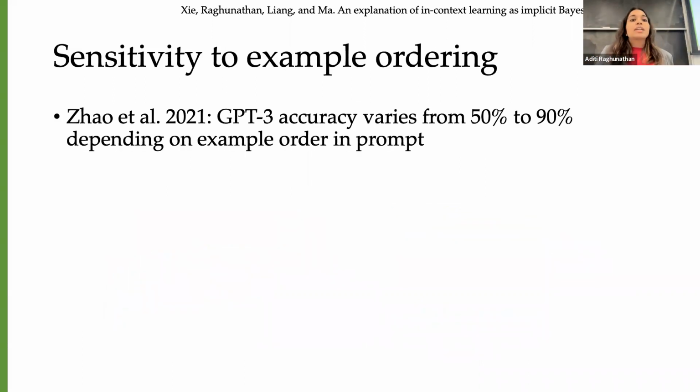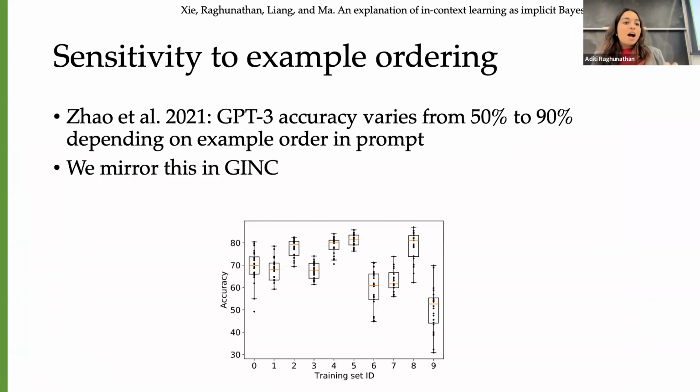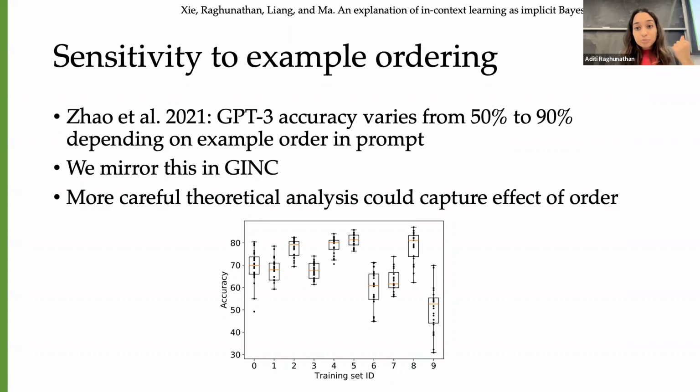Someone asked about sensitivity to example ordering. This is something we don't have a very good explanation of, but a paper in 2021 said that the accuracy can vary between 50 and 90 depending on the example order. We tried it on the GINC data set as well, and we see that based on the ordering of the examples, we mirror this in GINC too. Our theory doesn't cover this, and we didn't think about whether you can prove something like this, but we observed it in small scale.